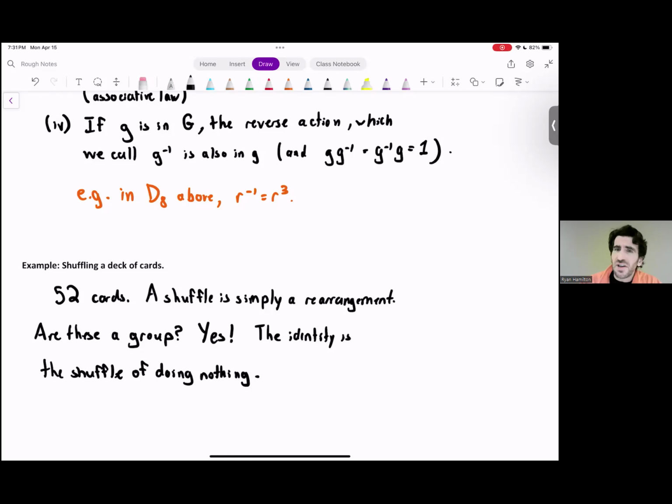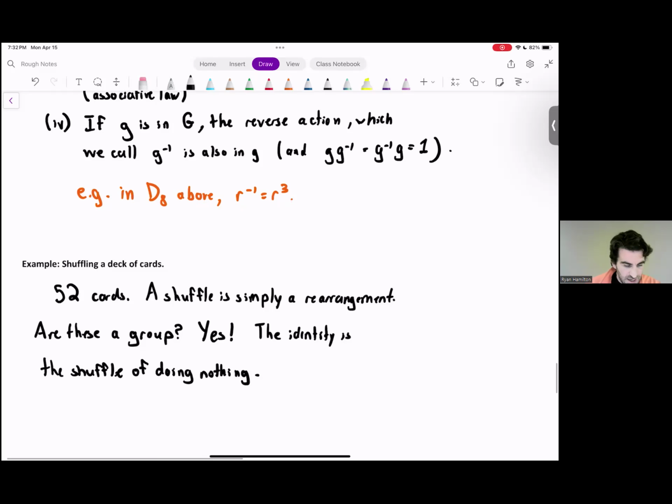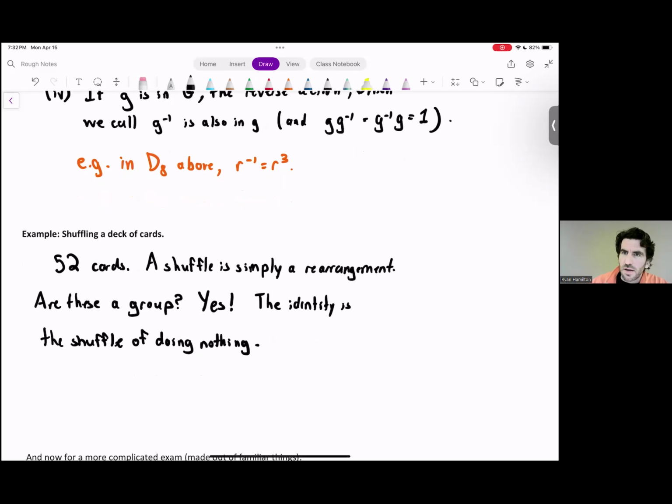In terms of, can we undo the action of a shuffle? It's hard to write down how you might perform such a thing physically, but theoretically, it's possible. If I shuffle one way, I can get back to where I started by completely reversing what I do in that shuffle. And perhaps the thing that I'll leave you with in this example is, how many are there?